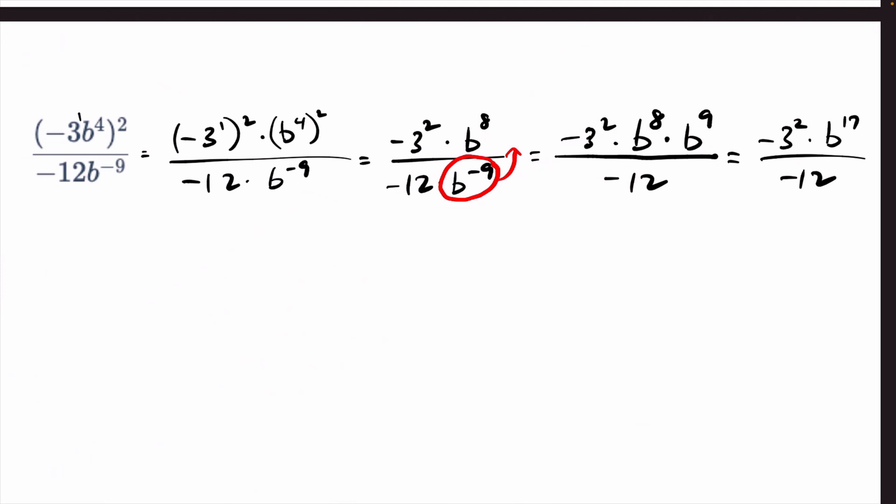If you were to put that answer, you wouldn't get full credit. Why? Because I haven't finished simplifying it. What is negative 3 squared? What is negative 3 times itself? Positive 9, right?